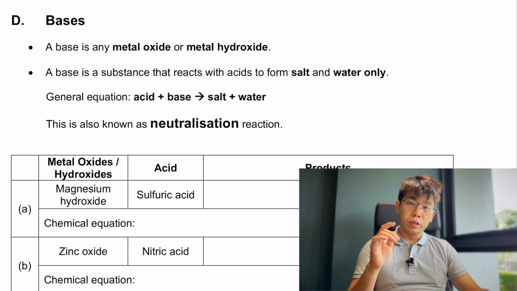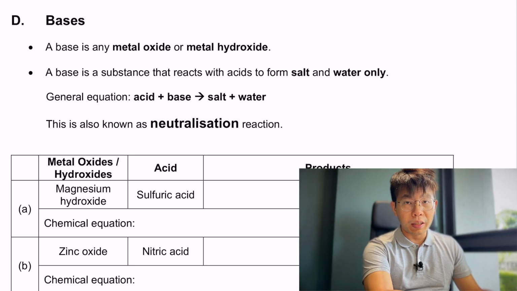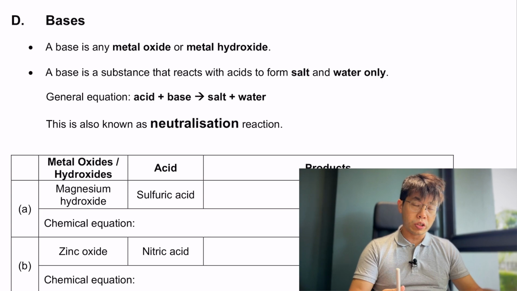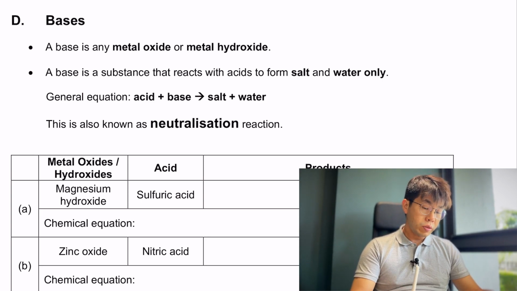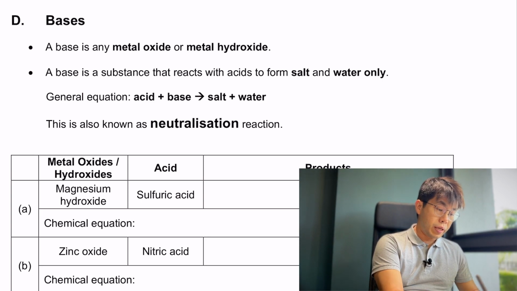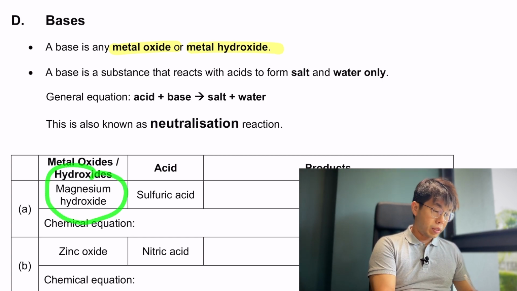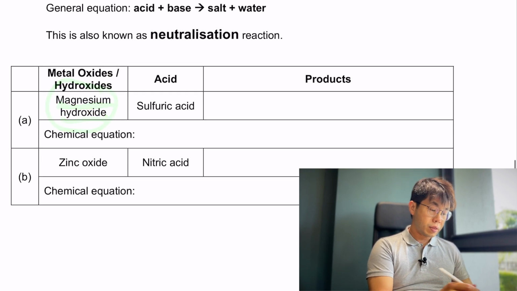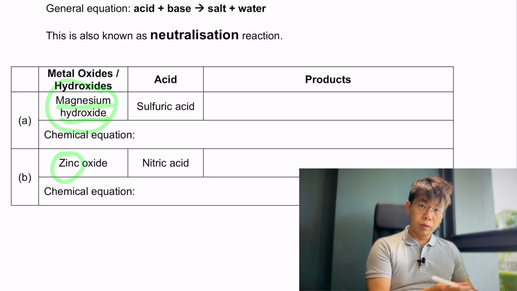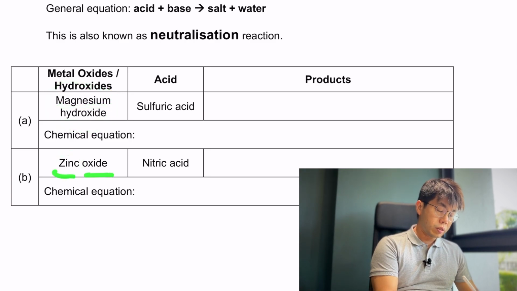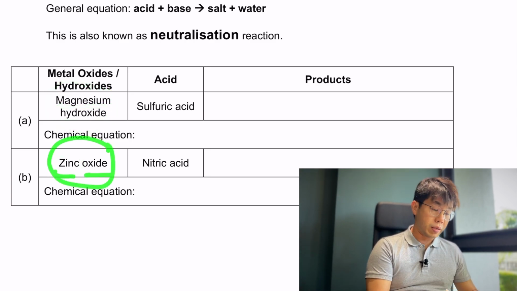Hi everyone, in today's video we'll be looking at the properties of bases, or an introduction to what bases are. As we can see over here, a base is any metal oxide or any metal hydroxide. For example, we can see this magnesium hydroxide. Magnesium is a metal, so it's a metal hydroxide, and therefore this one is a base. Zinc is also a metal, so this is a metal oxide, and this one is also a base.